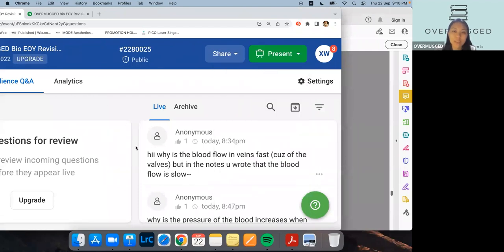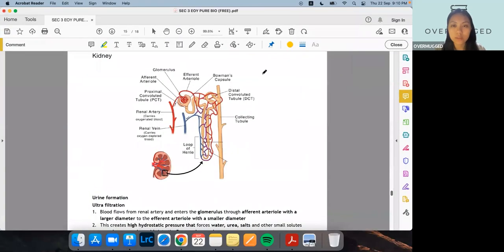Why is the blood flow in veins fast? Yeah, blood flow is slow, but the velocity is fast. Velocity refers to the speed of the blood from one point to another, like the rate of blood flow in a certain direction. So when the blood, okay, just now I was drawing, let's use here, this is the vein, this is the valve. I guess when they mean velocity, the blood flow is slow in general, for the time it needs from, let's say, the renal vein, from the kidney to the heart, is slow.